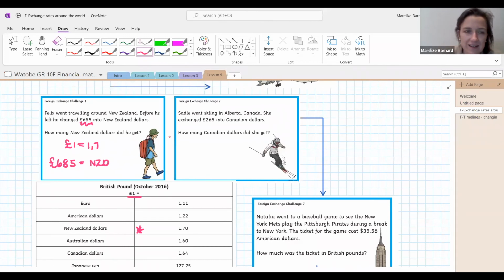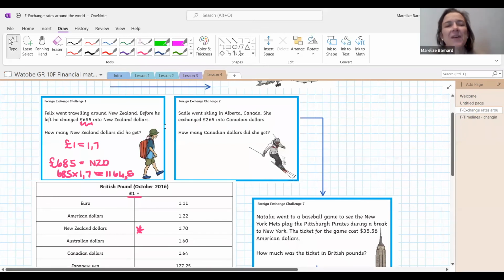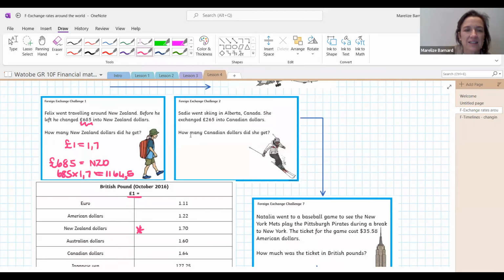I multiplied 1,7 by 685. That's it. Well done. So 685 times 1,7 gives me 1164,5 New Zealand dollars. Okay, excellent. Right, that's New Zealand done. Where are we off to next?